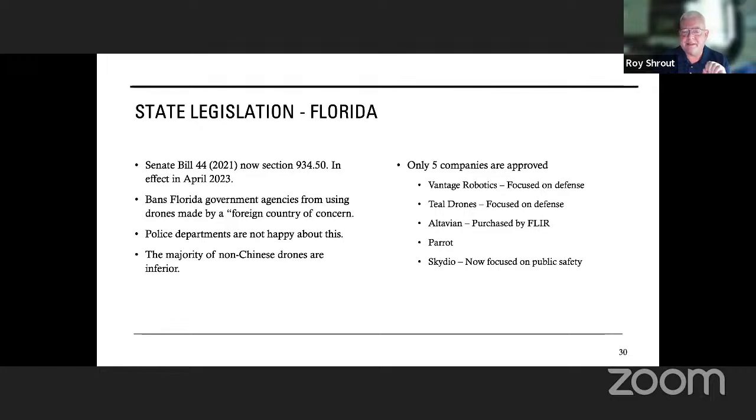Only 5 companies are allowed to be flown by government agencies in the state of Florida. Now, you as a citizen are not impacted yet. And there are the 5 on the right-hand side. Vantage Robotics, Teal Drones, which is really mainly a defense contractor drone. Altavian was purchased recently by FLIR, which is forward-looking infrared, the guys who do all the heat stuff. And then Parrot and Skydio. Skydio is the only true U.S. company that can compete with DJI. However, they still are not at that level or even close to it. They're not as reliable.